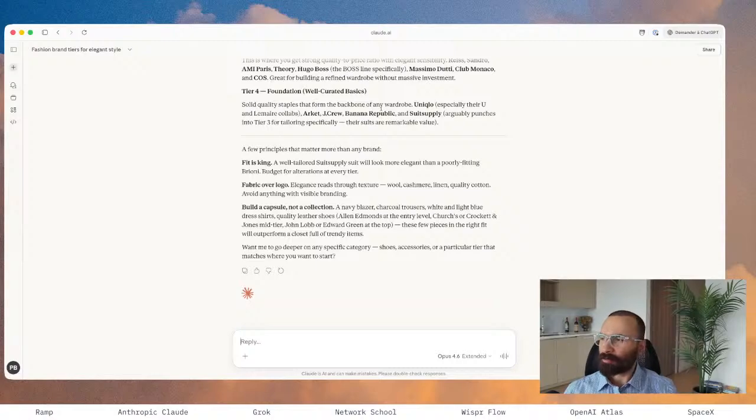Fabric over logo, right? So you can be going for the most expensive suit, but at the end of the day, the logo isn't going to be there. So only you know the brand. Nobody else knows the brand.